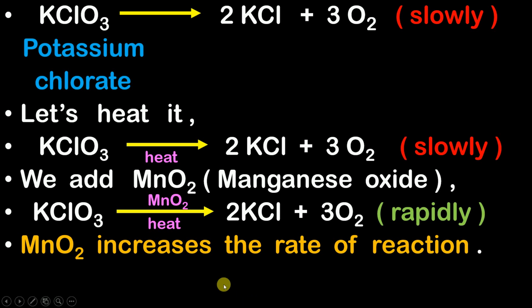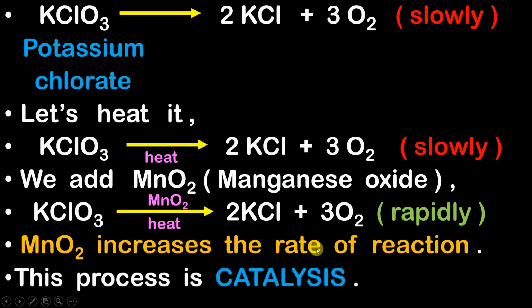Now here guys, can I say as soon as you add MnO2, our reactant, that is nothing but KClO3, gets quickly converted into products. So guys, can I say since it gets quickly converted into products, which means that its rate has increased. And who has increased the rate? It is obviously MnO2 that has increased the rate of the reaction. So here MnO2, manganese oxide, is your catalyst. And guys, this process of increasing the rate of reaction with the help of the catalyst is known as catalysis.